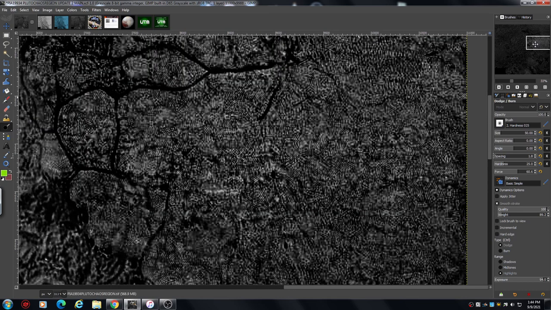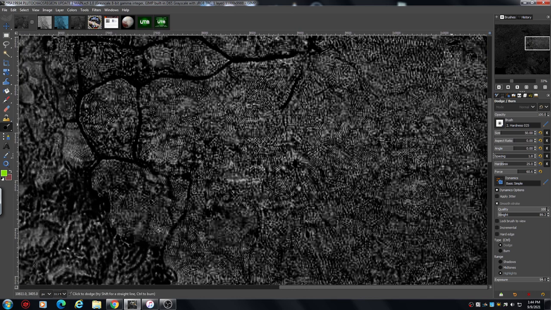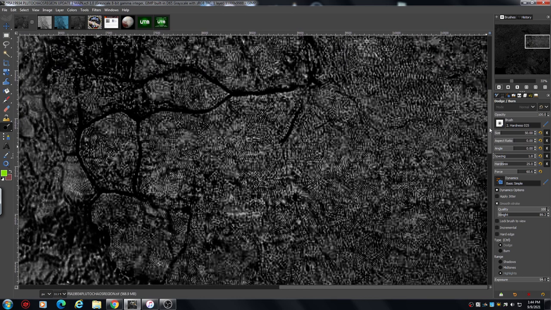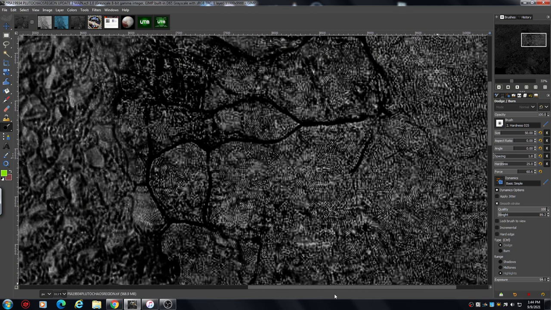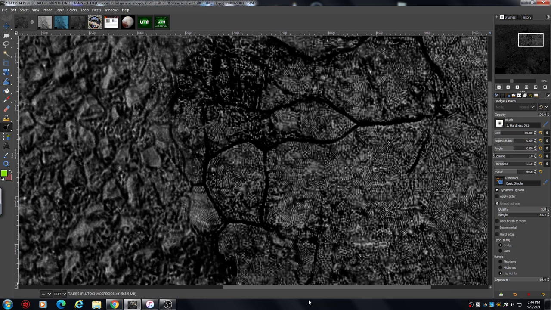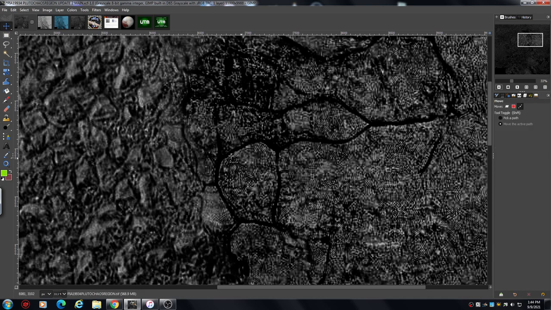Sorry about this. I'll get in touch with GIMP and see. There is a way I can do it, move around more smoothly, but because I like to show you work on the move, now let's see if I can get this right.